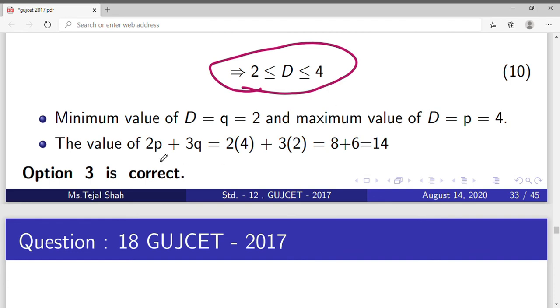Now put these values in here, 2p plus 3q. So p is 4, q is 2. So here we get the answer 14. So option 3 is the correct option.